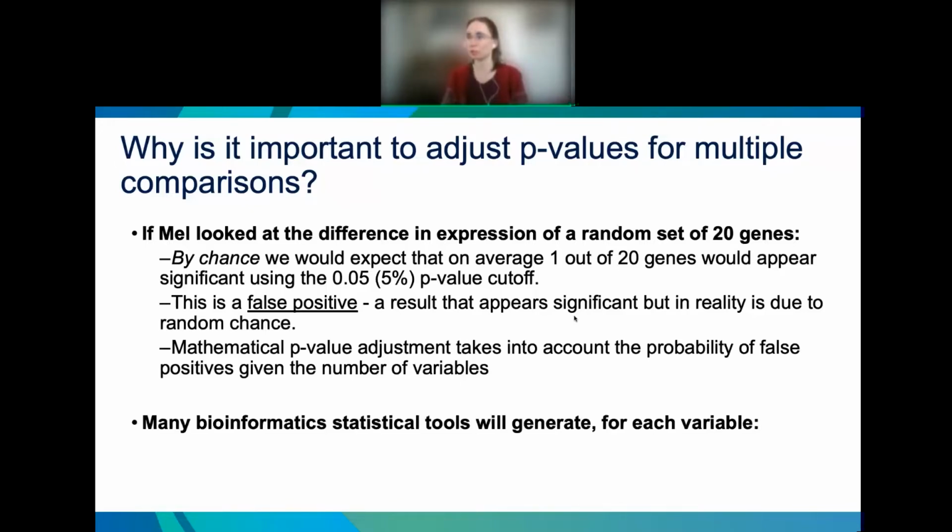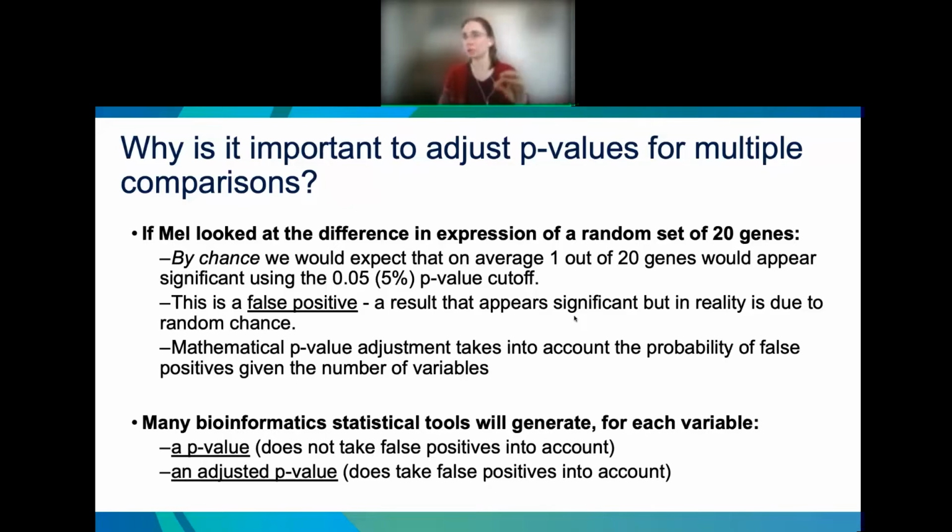Thankfully, we don't need to do this adjustment ourselves. Many bioinformatics statistical tools are going to generate, for each variable, a p-value, not taking false positives into account, and an adjusted p-value, which looks at the entire data set, how many variables you have, and does a mathematical adjustment for that p-value to take into account the probability that your result is a false positive.